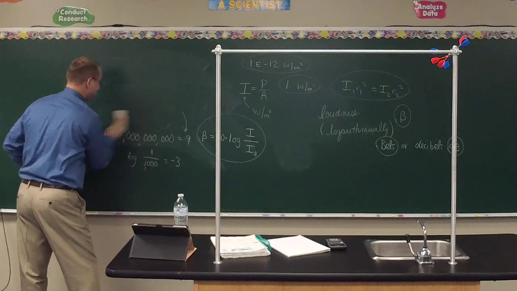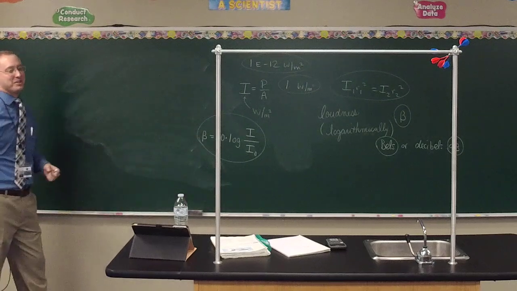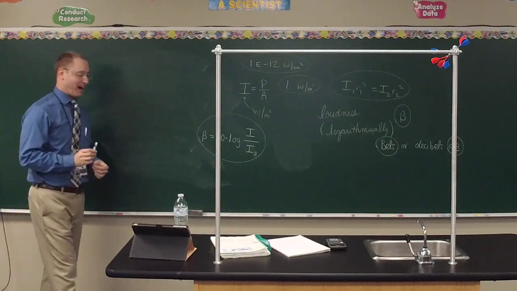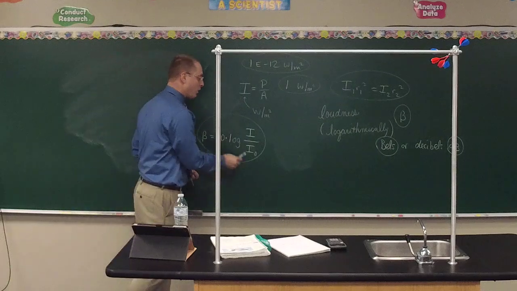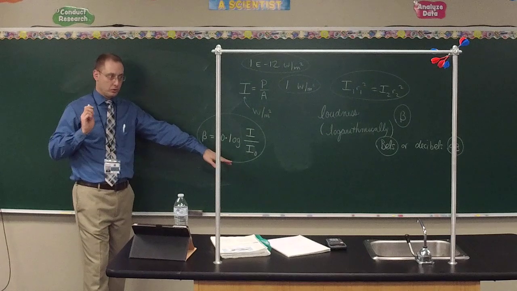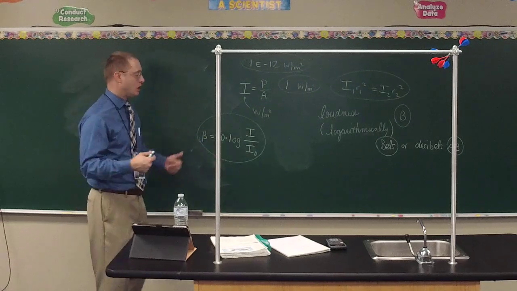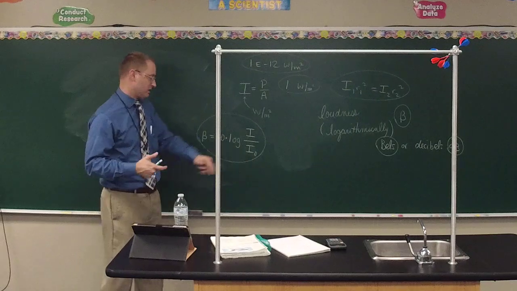All right, anyway. So say the formula with me, class. Beta equals 10 times the log of I over I sub naught. Again, we could refer to this ratio, class, as relative intensity. You're relating the intensity of a sound to the baseline, the lowest possible sound.